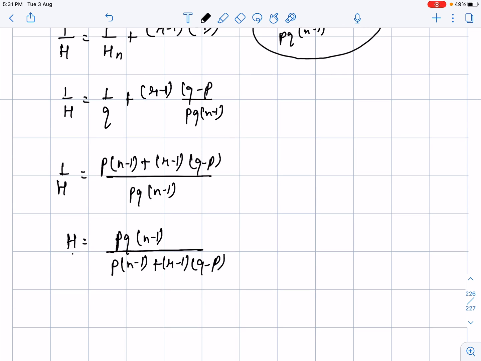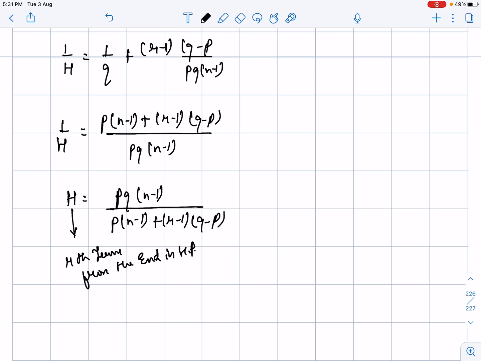This will be the rth term from the end in the harmonic progression, or the n minus r plus 1th term from the beginning. The n minus r plus 1th term from the beginning will be the rth term from the end.